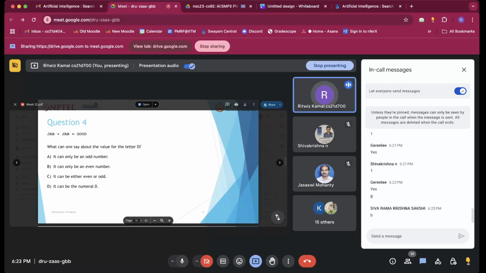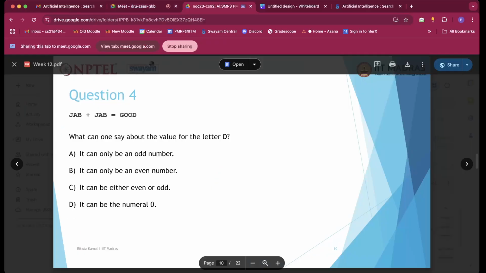That's right. Multiple solutions in the chat box, so it can be an even number, which is correct, because irrespective of whether B is assigned an even number or an odd number, the sum of both of these will always be even. Okay, so if B is assigned an odd number, the sum of two odd numbers will always be even. If B is assigned an even number, the sum of two even numbers will also be even. So D will always be even.